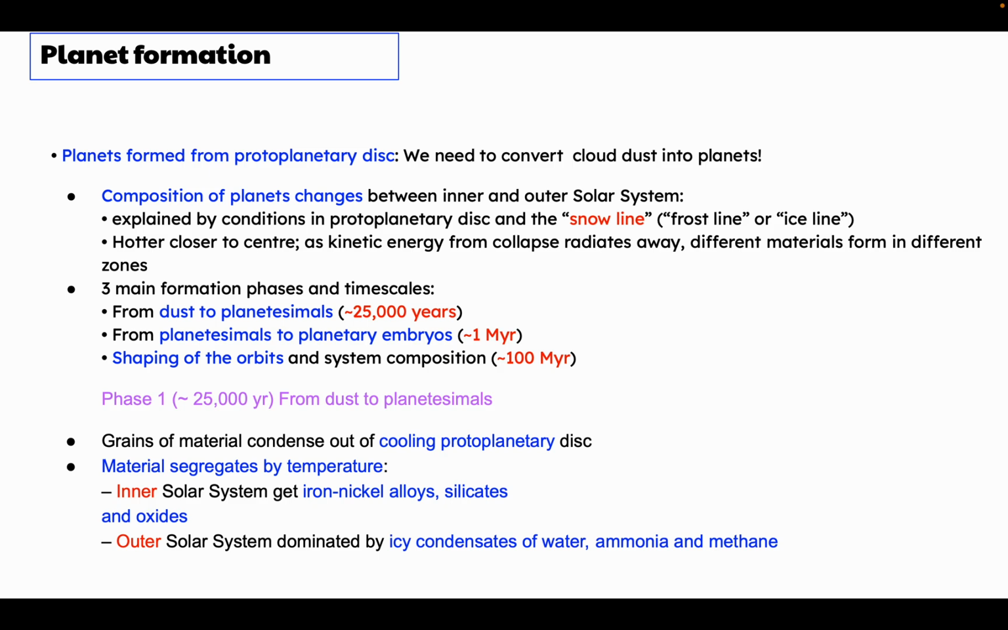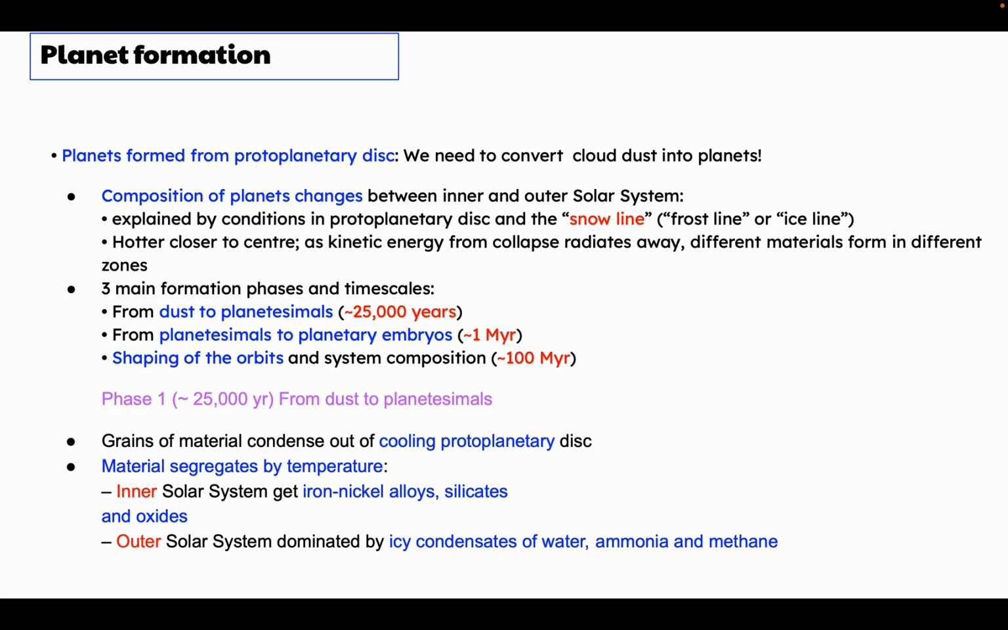One has to keep in mind that the composition of the planets changes between the inner and the outer solar system. This is explained by the conditions in the protoplanetary disks and the snow line, or the frost line. You can look up what the snow line or frost line is; I will not discuss it in this lecture.